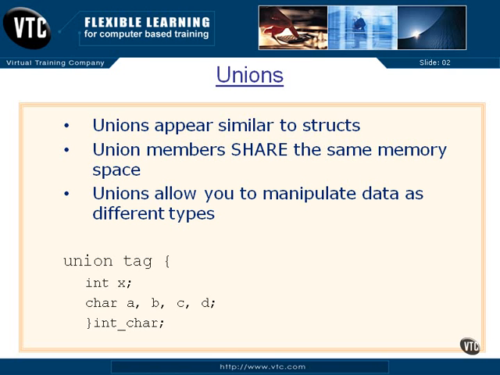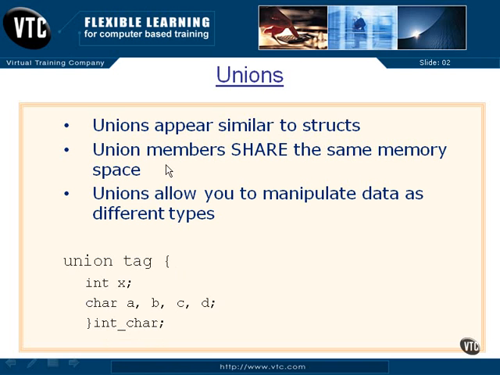A union looks like a structure, except it has the word union and then the tag, just like a struct had a tag. So that's the name so that we can refer to it and create other unions in the future. This is the union declaration, and then this is an actual initialization of a union value or variable with no value given to it.